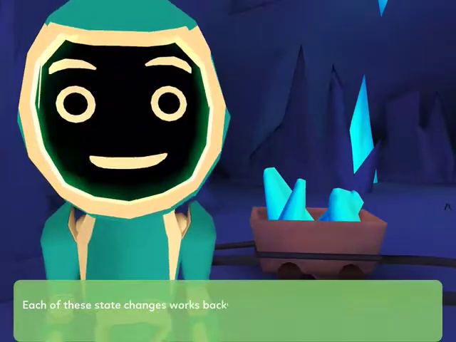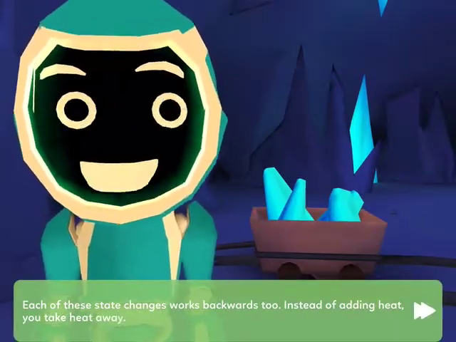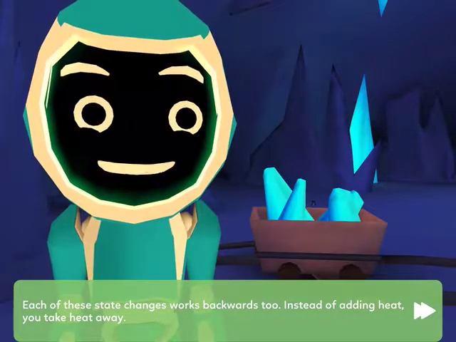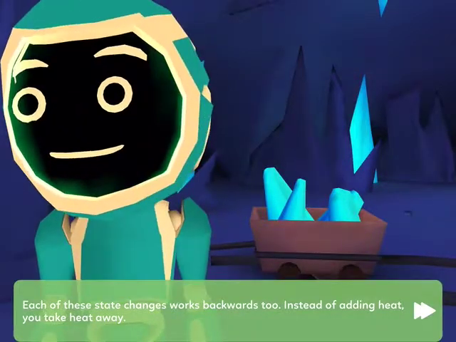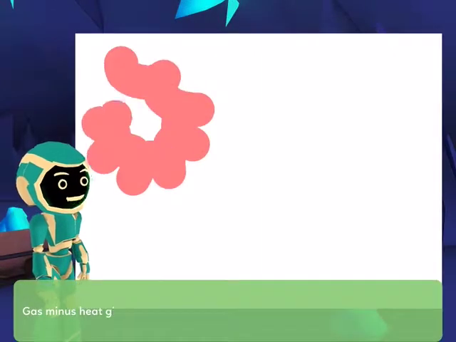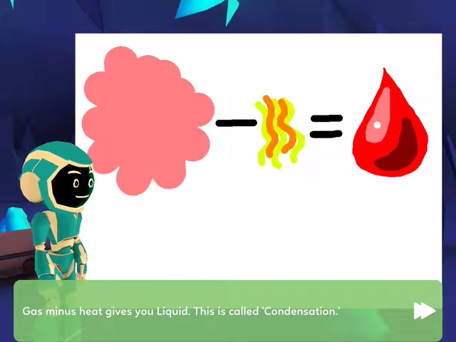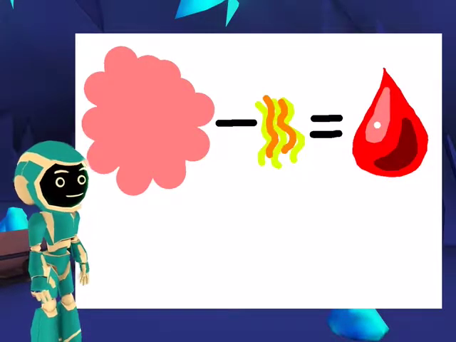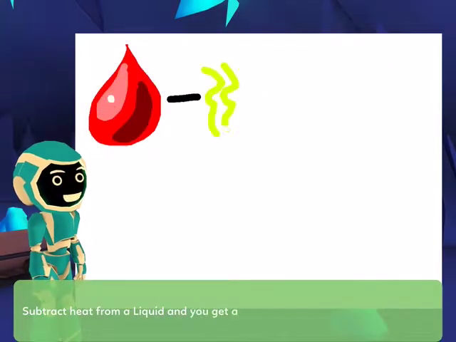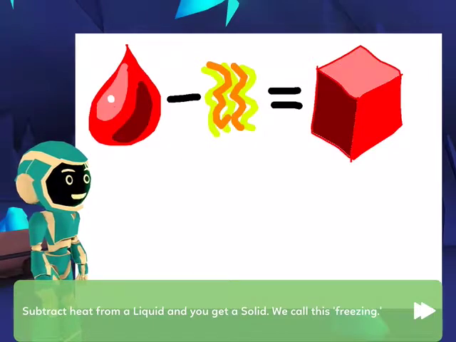Each of these state changes works backwards too. Instead of adding heat, you take heat away. Gas minus heat gives you liquid. This is called condensation. Subtract heat from a liquid and you get a solid. We call this freezing.